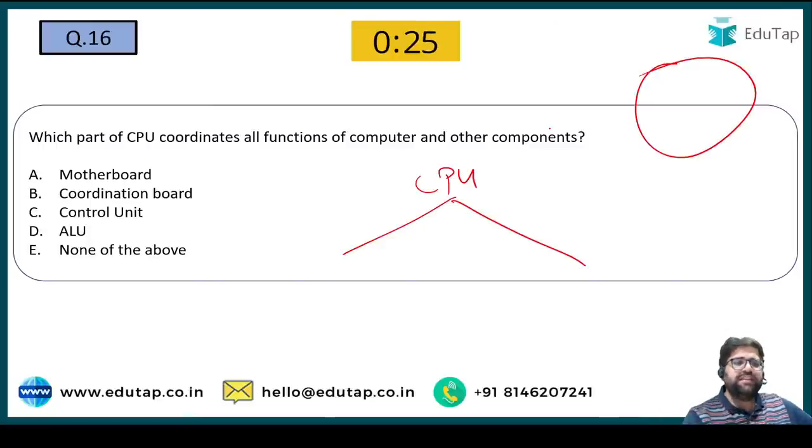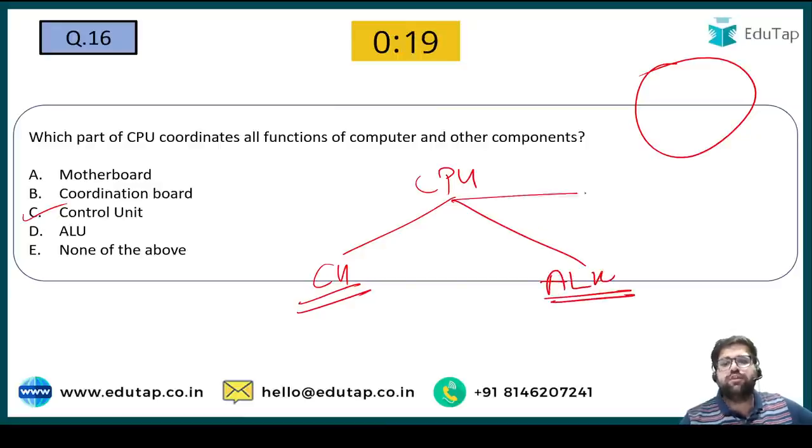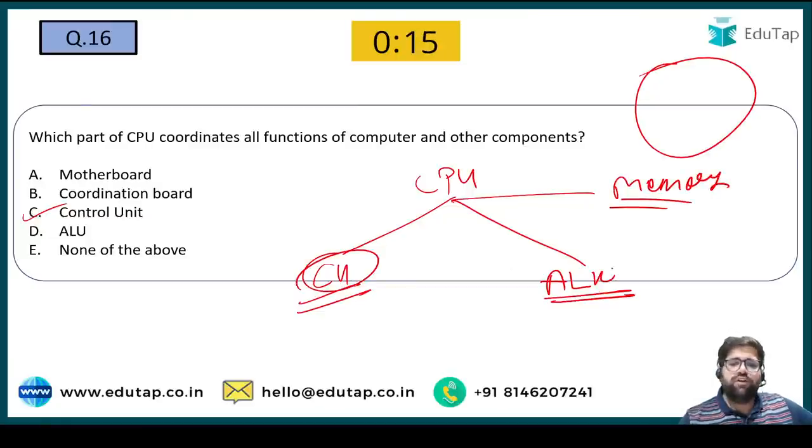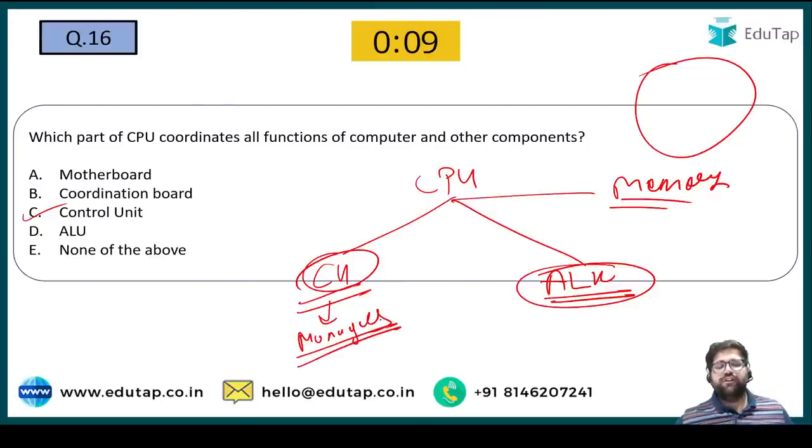Control unit, yes. See, CPU has majorly two parts. The first is control unit and the second one is ALU. Now, in certain books, it also says they have a memory part. But these two are the most important which you have to understand. CU is the one who manages each and everything. It will manage your operating software. It will also look after each and every operation.